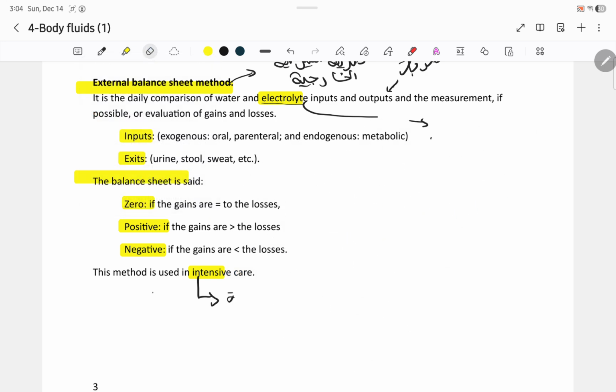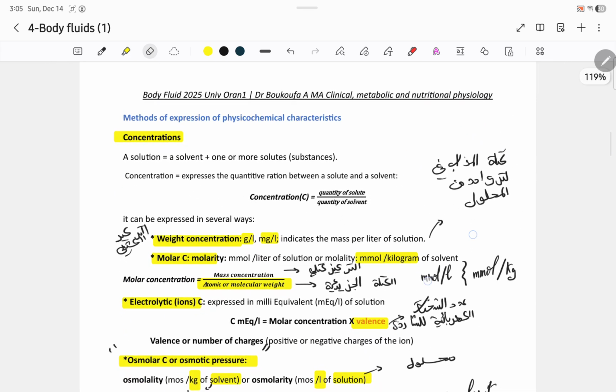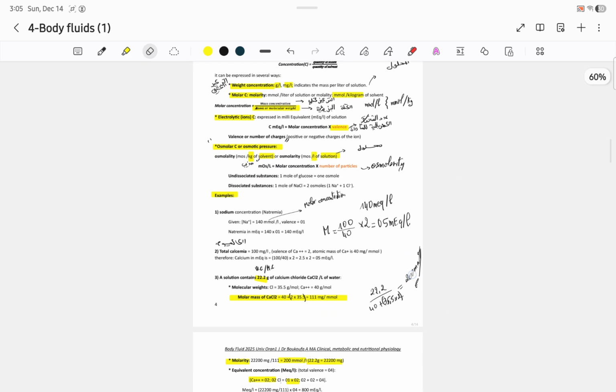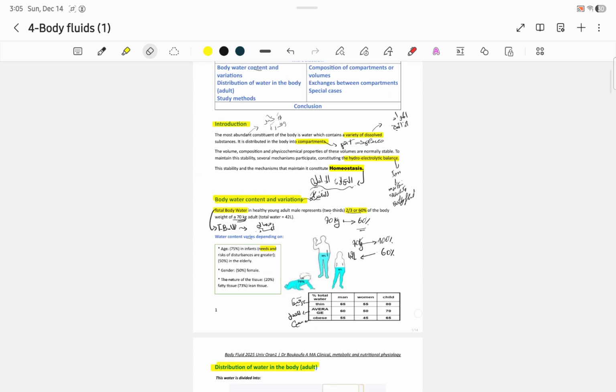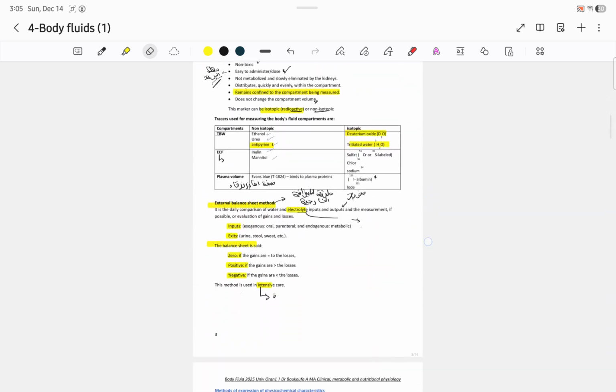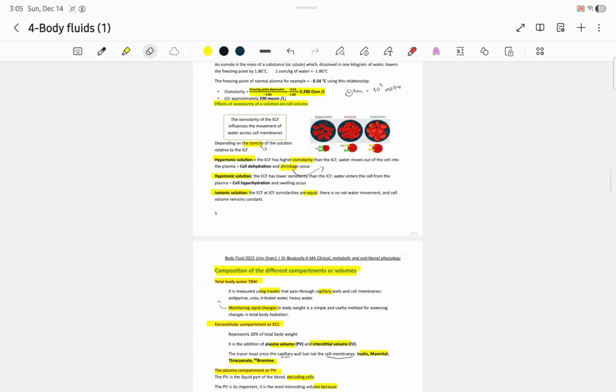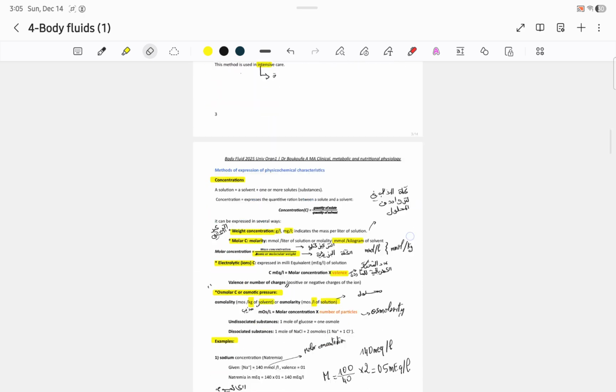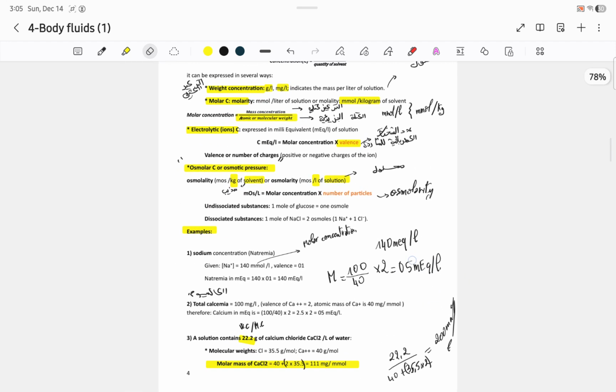Okay, what do we have here? We have the calculation methods, the method of expression of few physicochemical characteristics. So I'm going to divide the video into two parts. This one is going to be for the second part. It's so interesting and so beautiful parts. Hope you understand the first part.